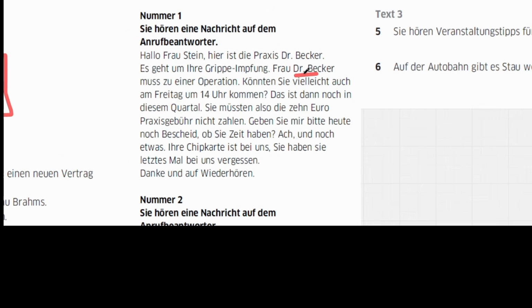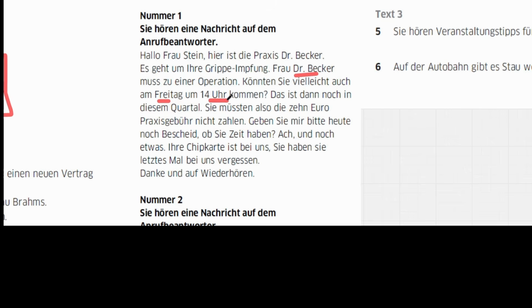Here the speaker says that Dr. Becker needs to perform an operation. So she is requesting Frau Stein to come back on Friday at 2 p.m. Now what does this indicate? They have given you a reason that Dr. Becker is not available and that's how she's asking her to come on a future day, which directly means the meeting is postponed.